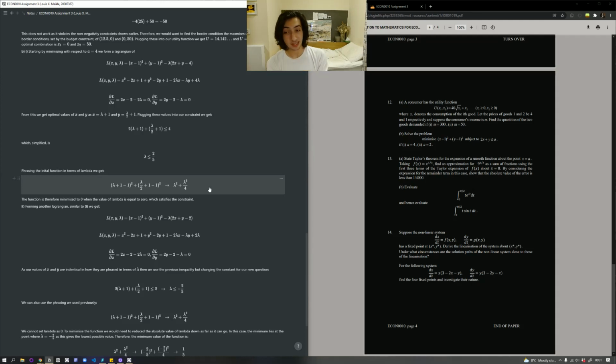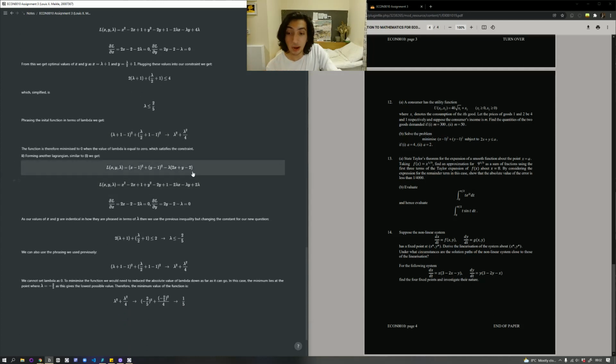Now, the other one is a little different, because we get a different constraint for lambda. So we go through the regular motions, and then you eventually get to a budget constraint, which is lambda must be smaller than negative 2 over 5. Now, we do not have the option of making it 0, so we have to find a value that is equal to or less than 2 over 5, which minimizes it.